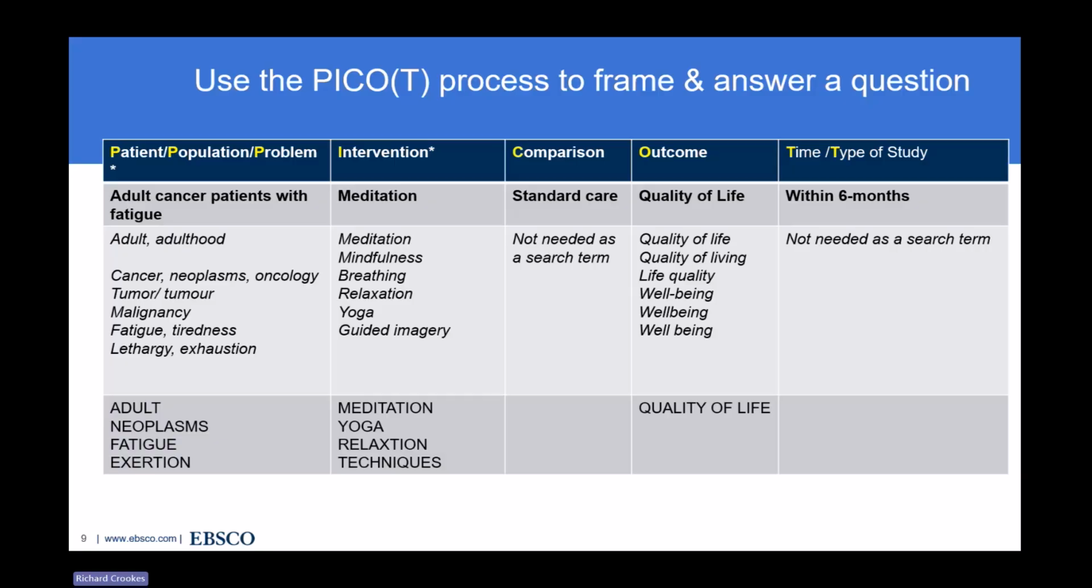Now, I've identified the initial concepts, the free text search terms, as you see below those elements. So we've got adult or adults or adulthood. We've got cancer, neoplasms, oncology. So we're looking at synonyms here, alternative expressions of the same concept. You've got malignancy. For fatigue, you've also got tiredness, lethargy, exhaustion. There may be others out there as well.